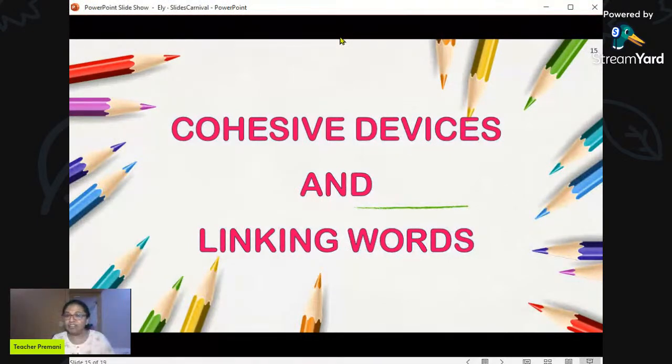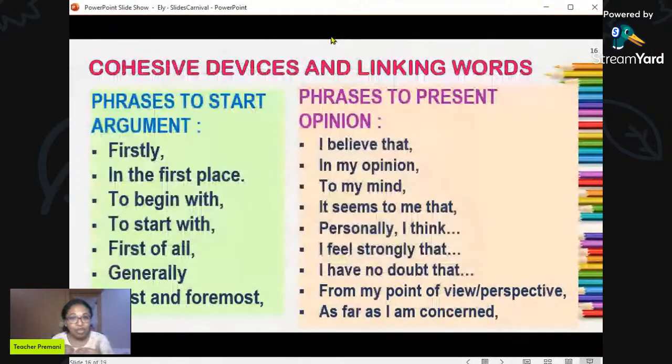Cohesive devices, penanda wacana. Don't say, "Oh, what is that, teacher? Some kind of machine, device?" Okay, so of course, it's a device to show connection, coherence. If you want to start the essay, part 2 essay, these are the phrases.